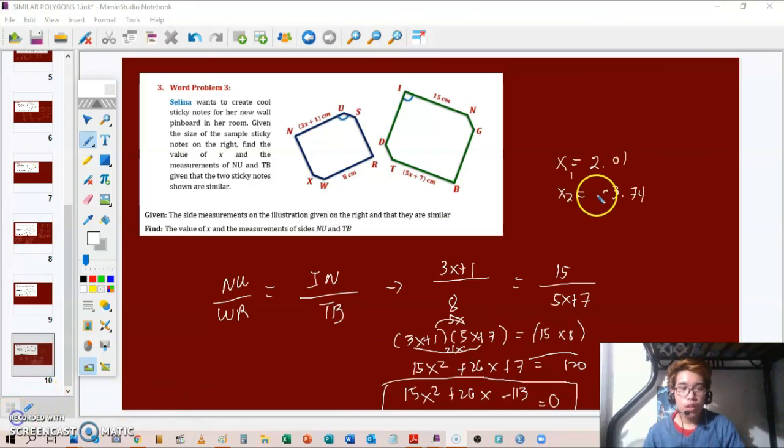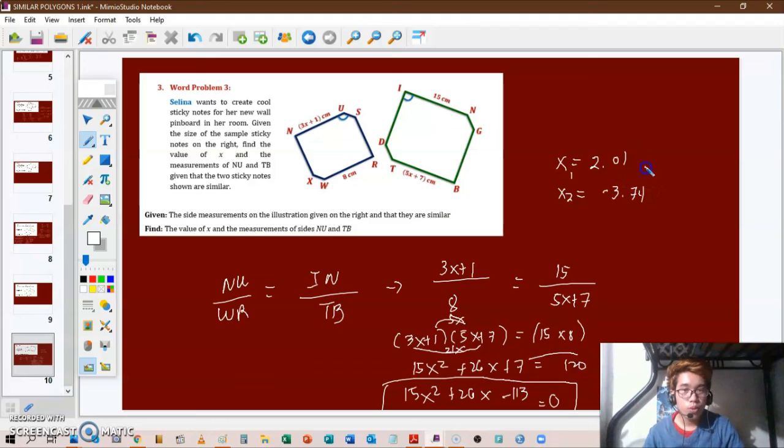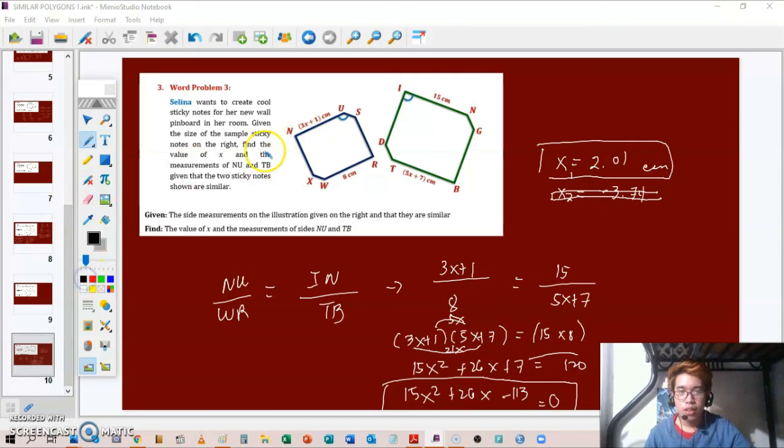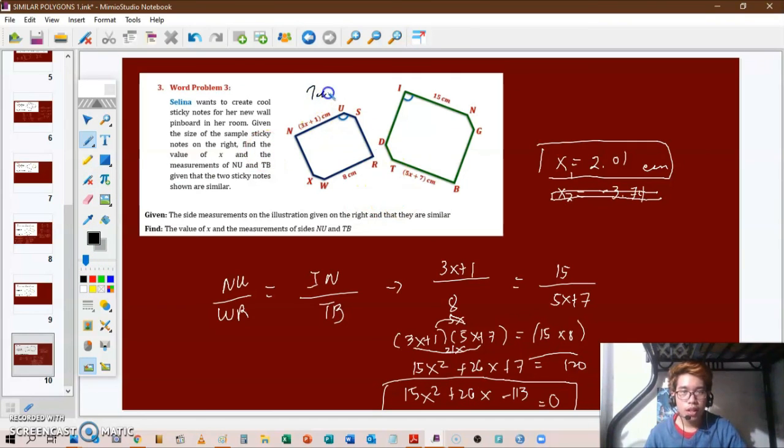So the solutions are x sub 1 is equal to 2.01 centimeters, and x sub 2 would be negative 3.74 centimeters. And since we cannot have a negative value for our x, therefore the value of x is equal to 2.01 centimeters. And if we substitute that, that's going to be 3 times 2, so that's 6. So this will become 7 centimeters. So this is 7 centimeters, and this is 17 centimeters.